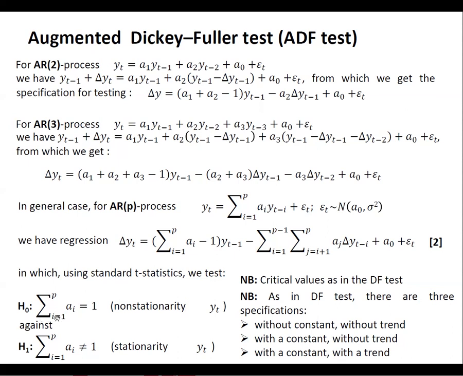The null hypothesis is tested: the sum of autoregression coefficients is equal to 1, that is, non-stationarity or the presence of the unit root, against the alternative hypothesis that the coefficient is not equal to 1, that is, stationarity. The critical values are the same as those of the Dickey-Fuller test, and there are also these 3 versions. The main one with a constant and without trend.